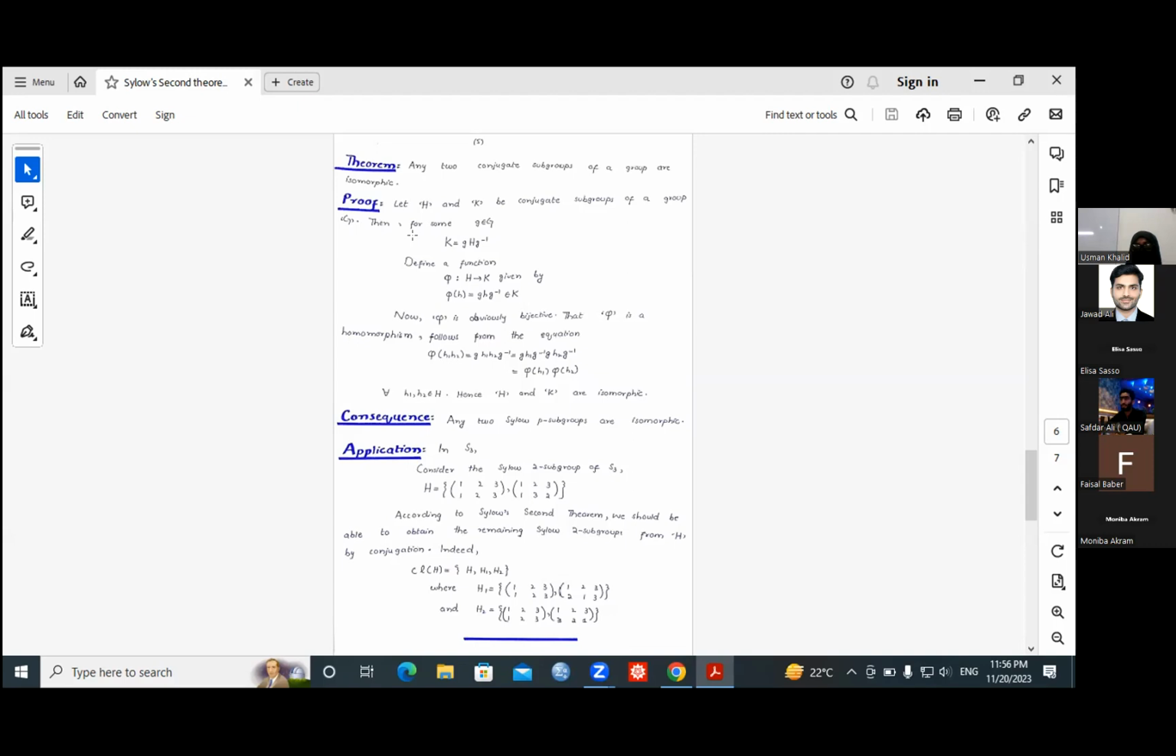So from Sylow's second theorem, we find that any two Sylow P subgroups are conjugate, and this will further imply that any two Sylow P subgroups are isomorphic. And if we have only one Sylow P subgroup, we can find all the others by conjugation.